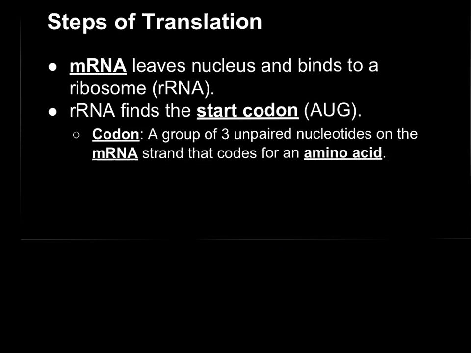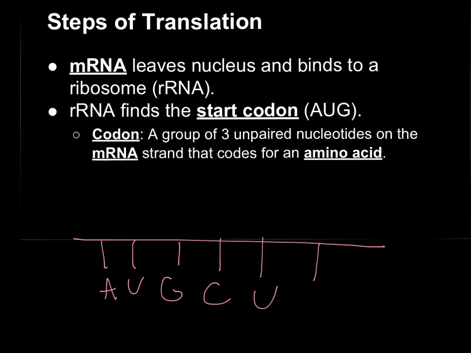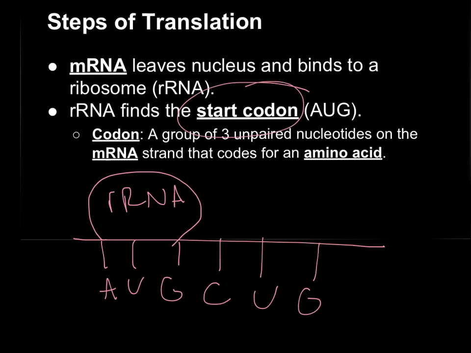Okay, so the steps of translation. So the very first step, the mRNA is going to leave the nucleus and it's going to bind to a ribosome. So it's going to look something like this. You're going to have an mRNA strand with all these letters on it. And a ribosome is going to look something like this, and that contains that rRNA that we talked about. And that's going to bind to that RNA strand, and it's going to bind to it at something called a start codon. It's going to look for those first three letters, always AUG. It's always going to look for that.